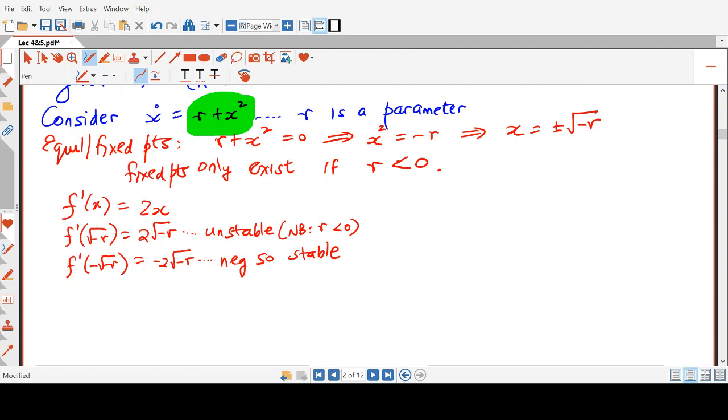So just a few diagrams. Let me do the diagrams for x dot versus x. So we have two fixed points. One is minus root of minus r, the other is root of minus r. Okay, that's a straightforward parabola. So if we are considering the case r less than 0, then it's a straightforward parabola. It will have a shape like this.